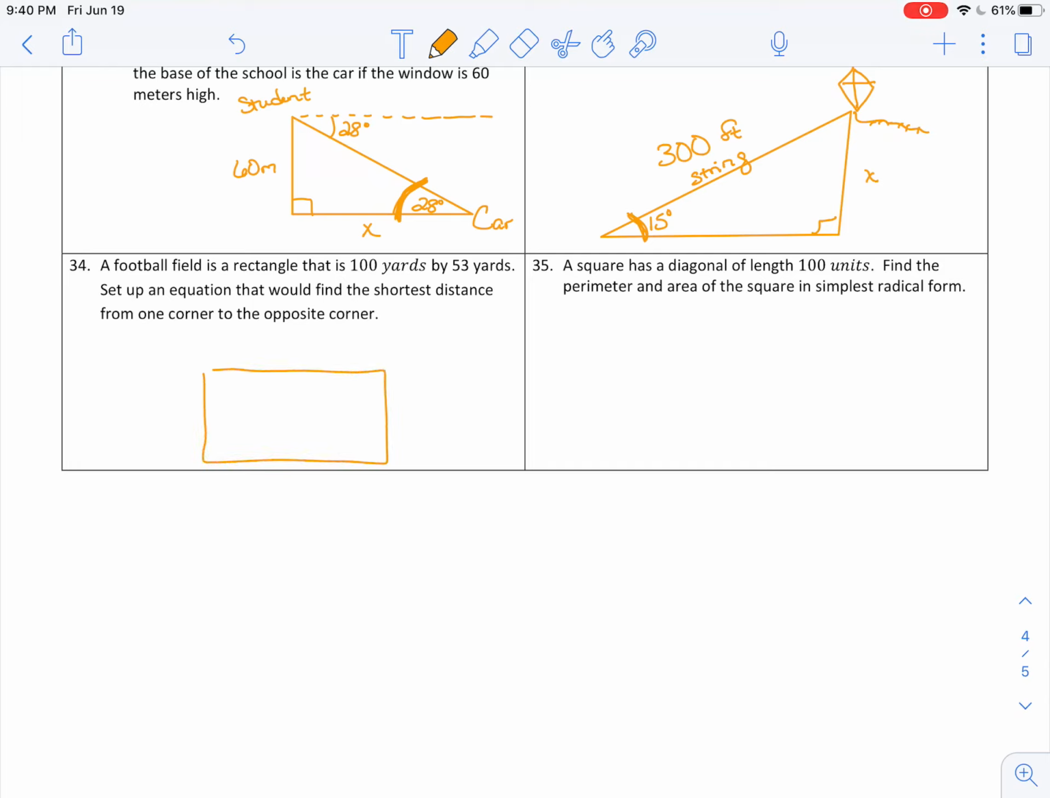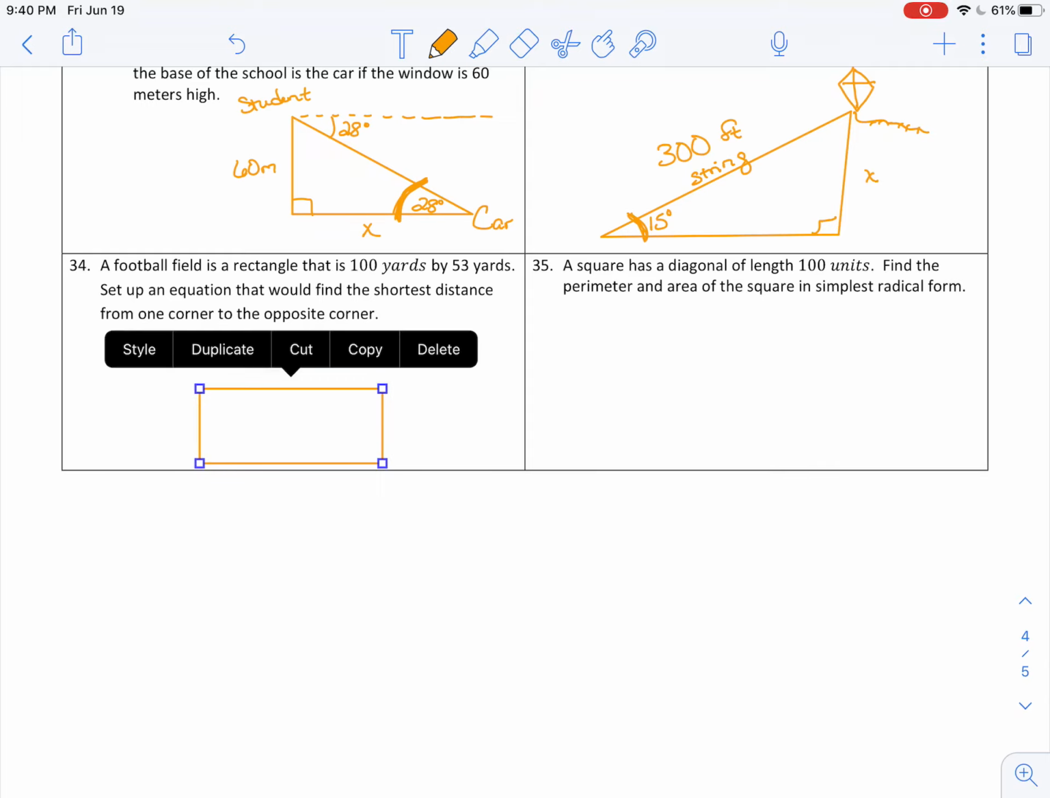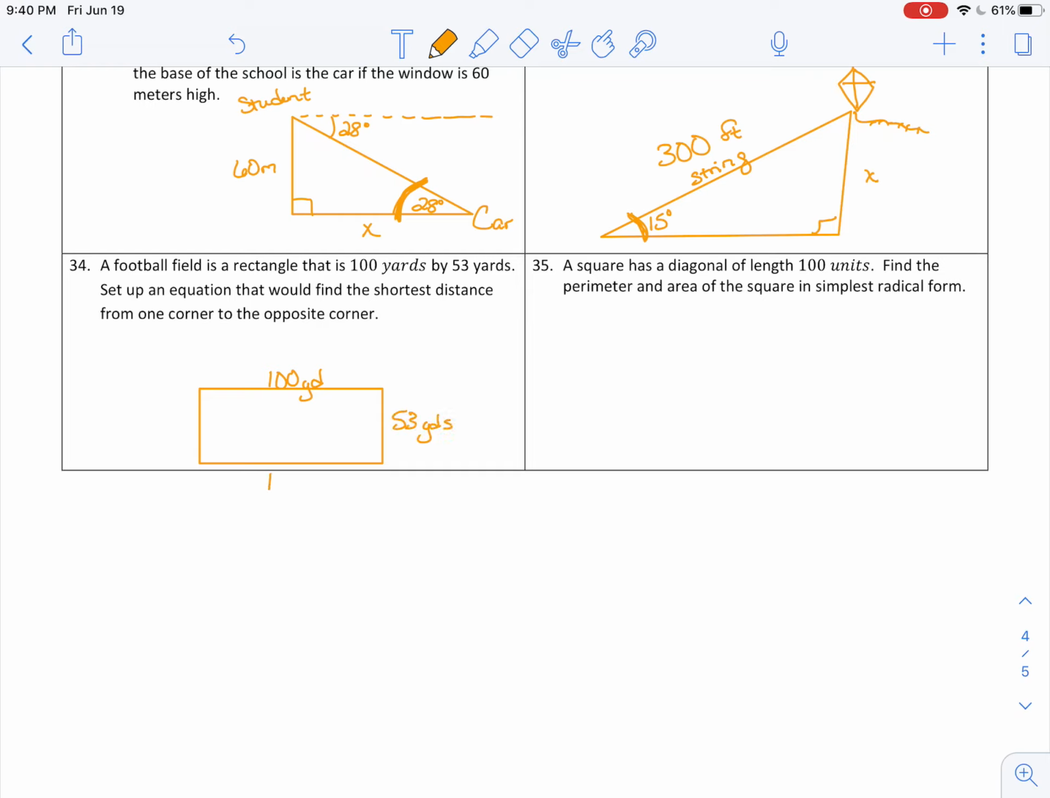Number 34, a football field is a rectangle that's 100 yards by 53 yards. So here's my rectangle, and it's 100 yards by 53 yards. This actually has a lot of lengths given to us. An important thing to notice, I'm not being asked for an angle. We're trying to find the shortest distance from one corner to the opposite corner, meaning you're finding another side in a right triangle. My suggestion to you: don't use trigonometry.